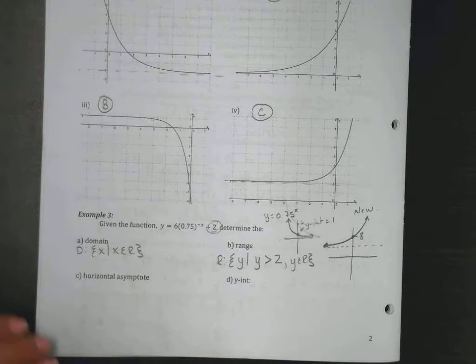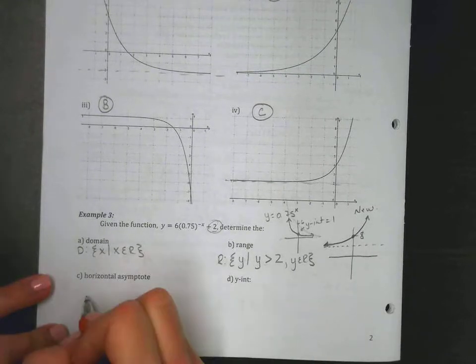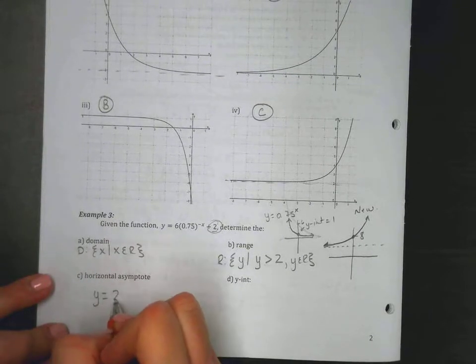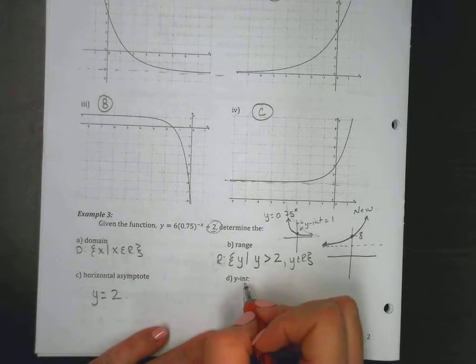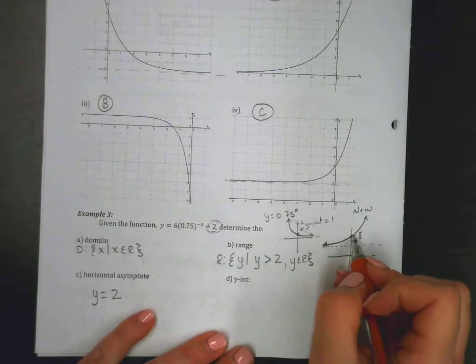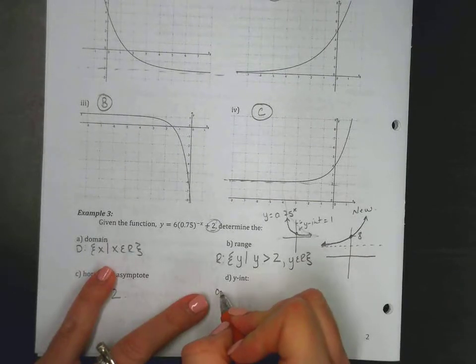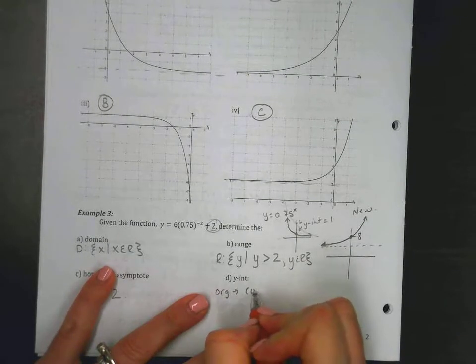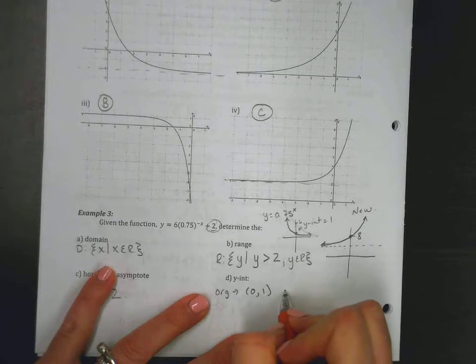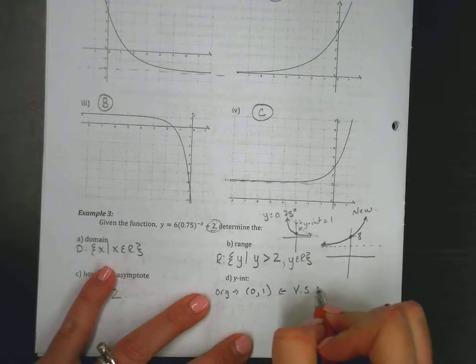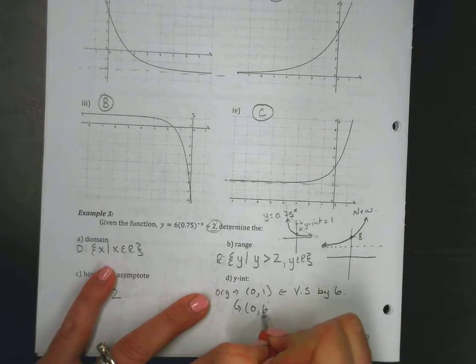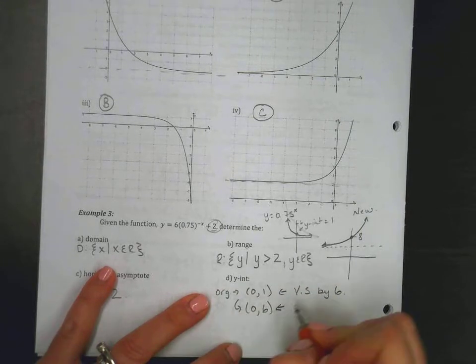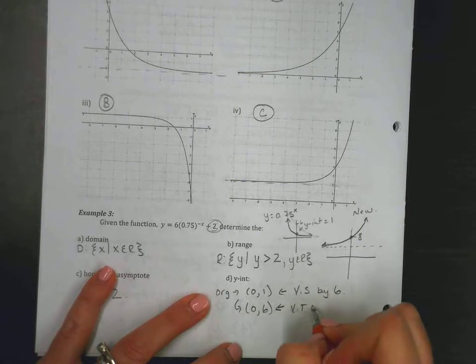And our y-intercept, we've already talked about it, was originally (0, 1), and then we vertically stretch by 6, so this would become (0, 6). And then we want to apply a vertical translation of 2 up, which leaves us with (0, 8) as our y-intercept. Okay.